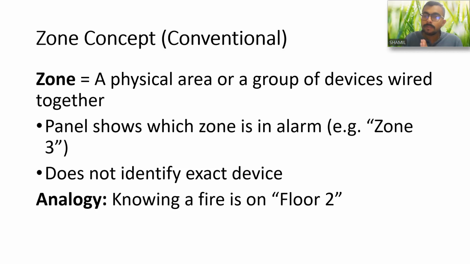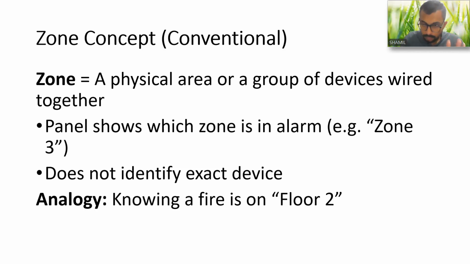The panel will show which zone is in alarm condition. If any device in a particular zone is having a fire condition, the panel will not show the device. Instead, it will show the area. It will not show the exact device which has been activated due to the fire condition.